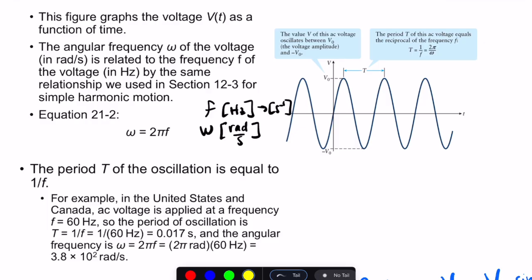So if the frequency that we oscillate our voltage coming from our house is 60 hertz, then the period would be 1 over 60, which would be 17 milliseconds. And then the angular frequency would be 2 pi times f, which would be 3.8 times 10 to the 2 radians per second, or 380 radians per second. Okay, so that's just a math example. This should seem familiar to you, except now instead of talking about a mass on a spring oscillating about its equilibrium position, we're talking about a voltage oscillating as a function of time.